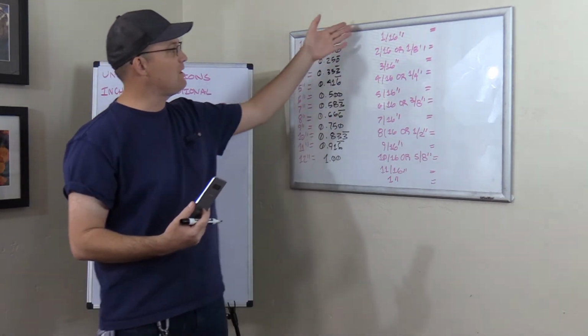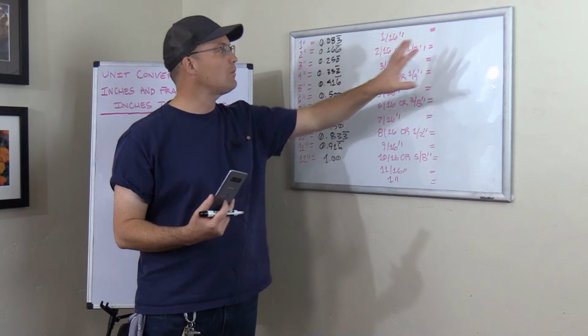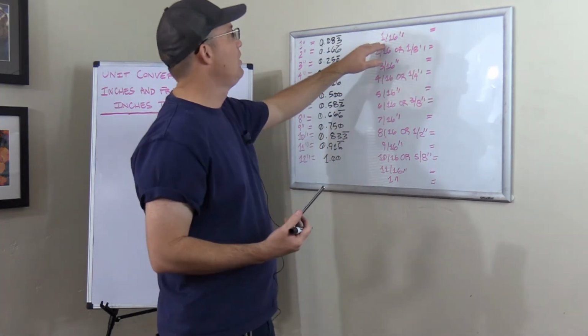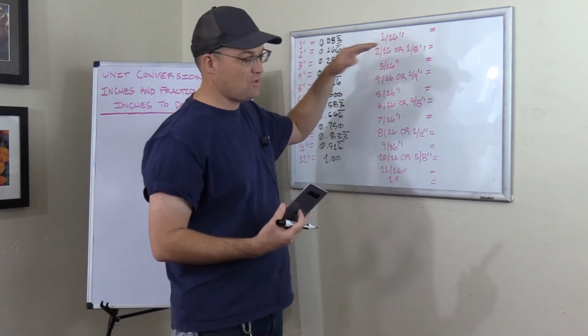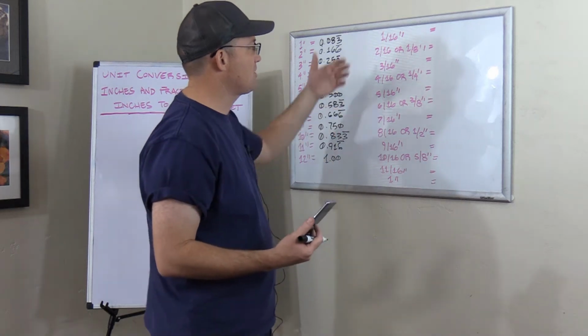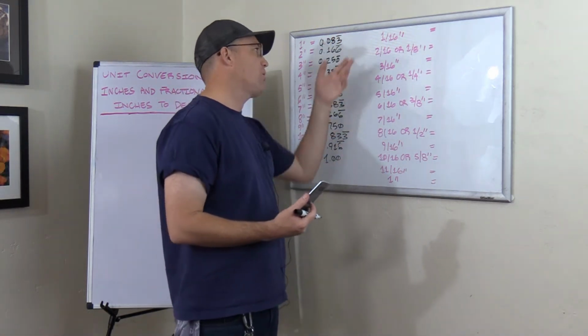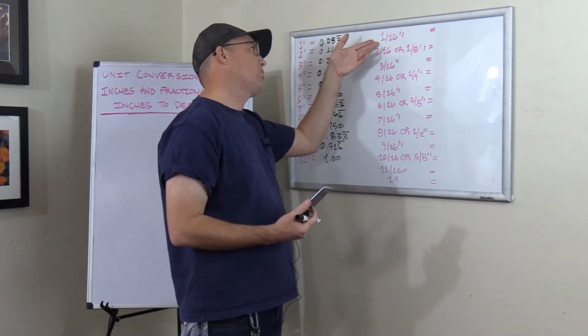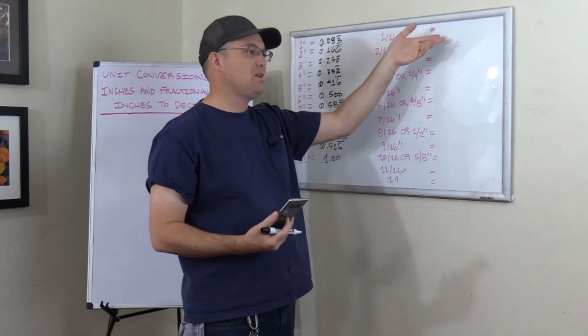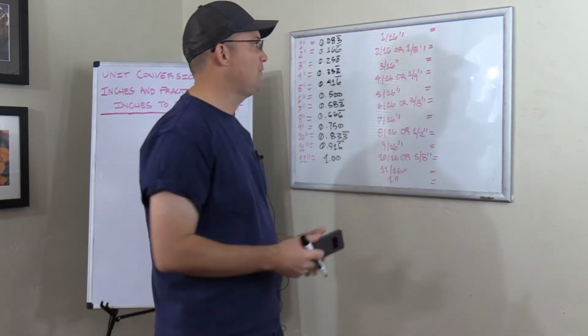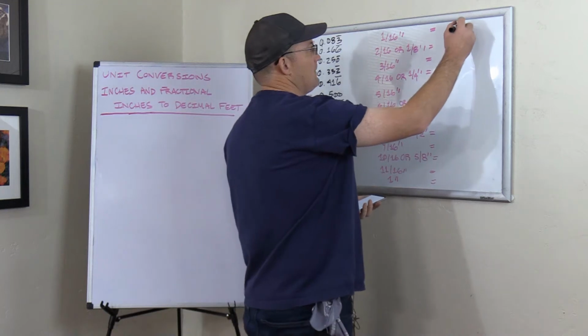Now let's come over here and figure out, we're going to do two numbers here. We're going to figure out what is 1/16 of an inch. When you get down to fractional inches, they're measured in 16ths. So we want to know what is 1/16 in a decimal inch, and then what is it in a decimal foot. So we're going to have two numbers over here.